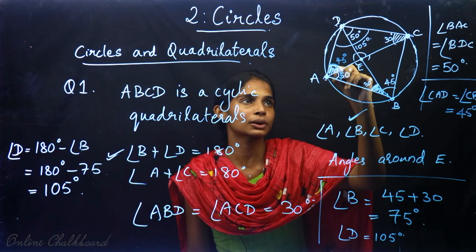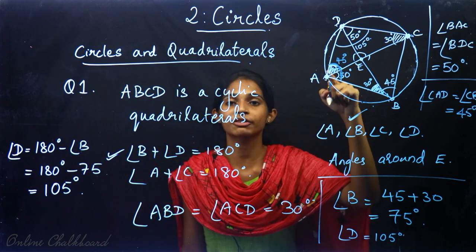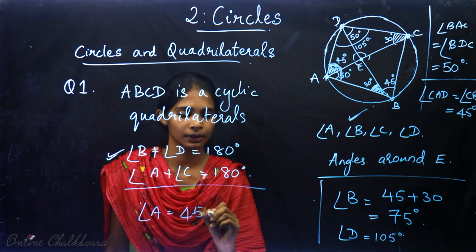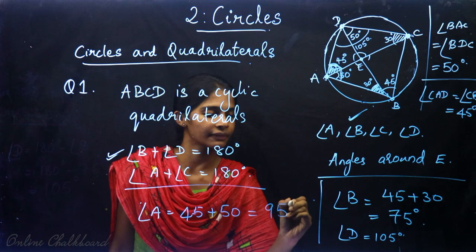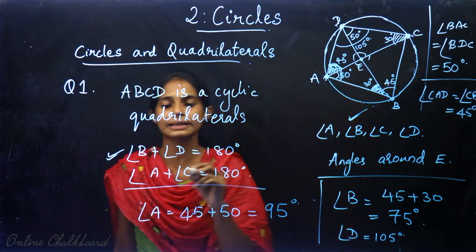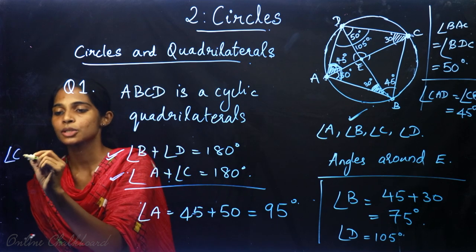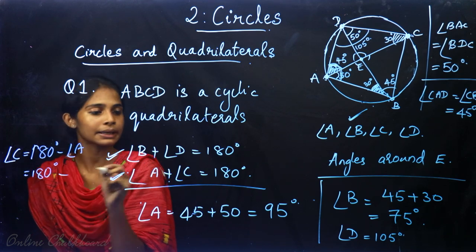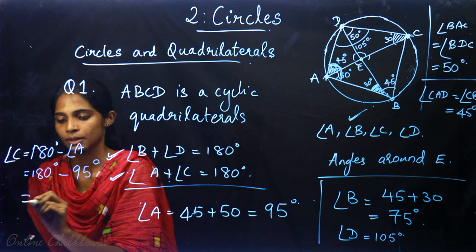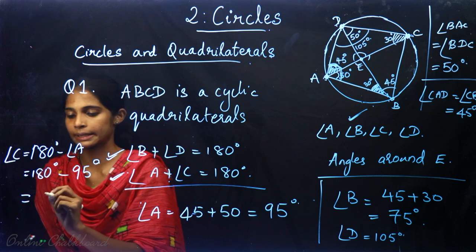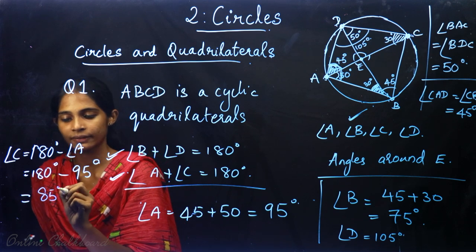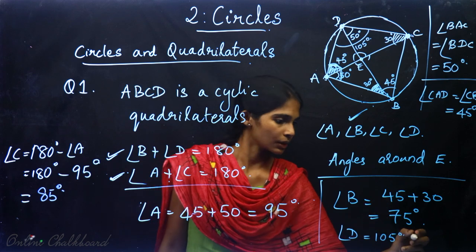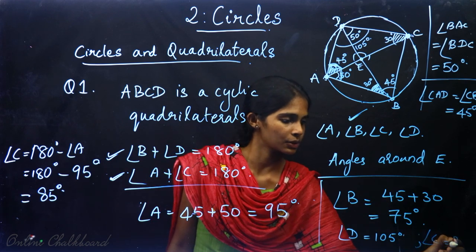Appa nokkike namakku angle A mottham kittiyille. So angle A will be 45 plus 50 degree. So we have angle A is equal to 45 plus 50, which is equal to 95 degree. So angle A value 95. Pangane anengil angle C ethre aayirikkum supplementary aanu namak ariyam. So angle C will be 180 degree minus angle A, which is 180 degree minus 95. So we have 180 minus 95. This is equal to 85 degree. So we have angle C is equal to 85 degree. Okay, namukku ivide ezhudam angle C is equal to 85 degree.